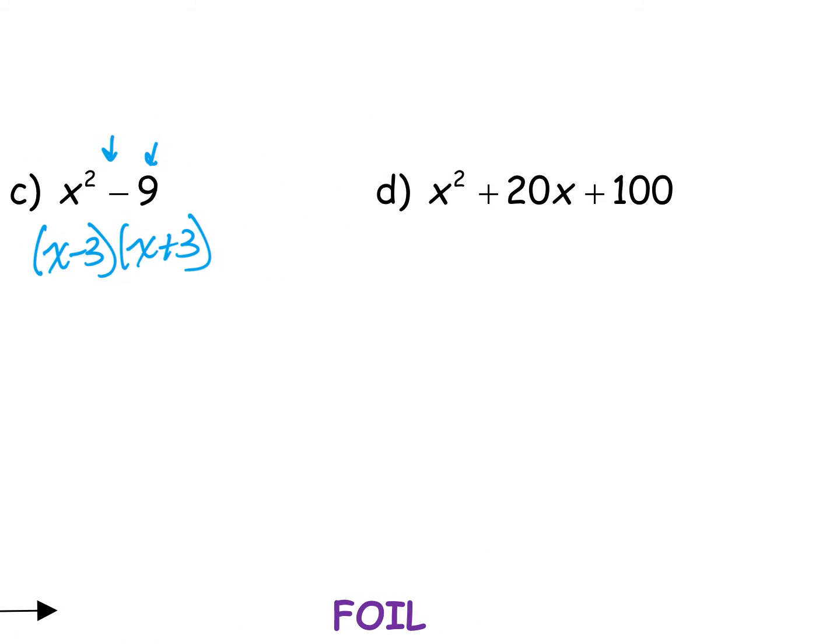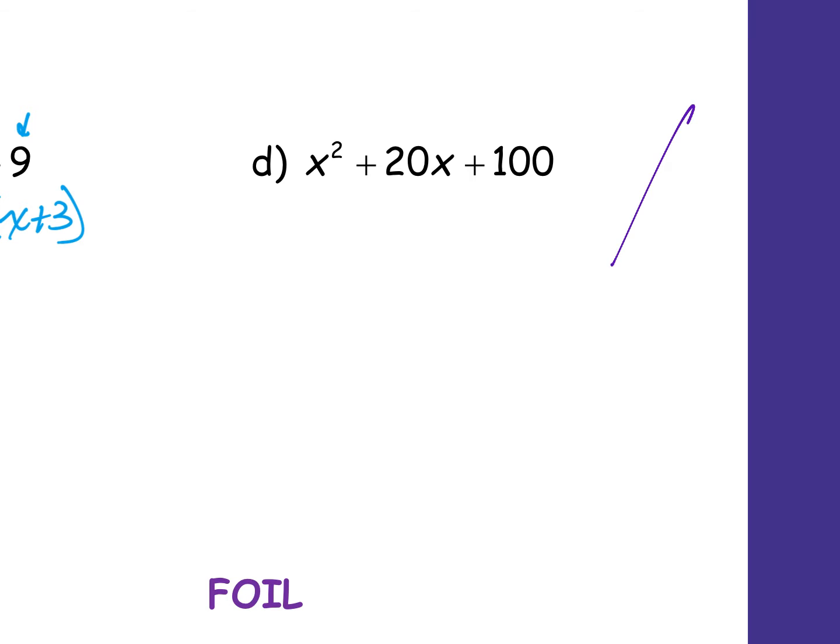And then the last one: multiply to be 100, add to be 20. So x plus 10 squared. Okay.